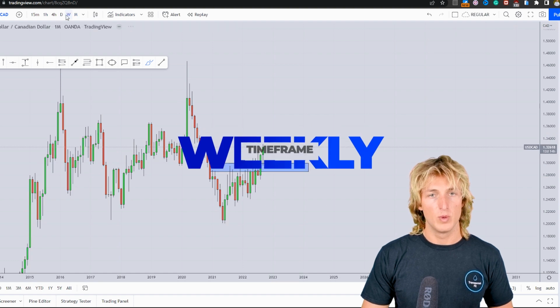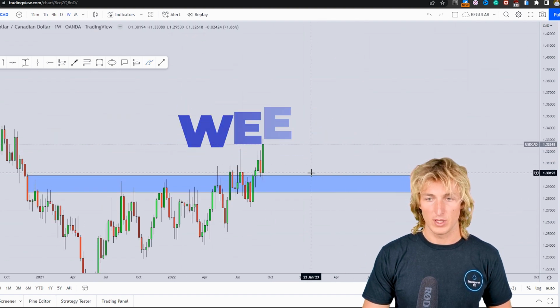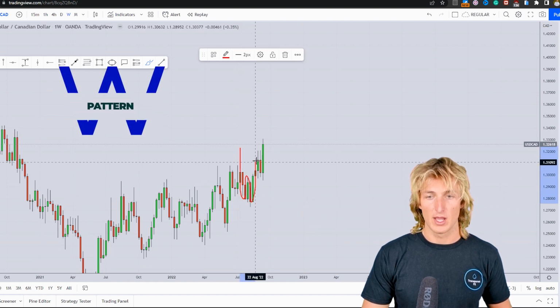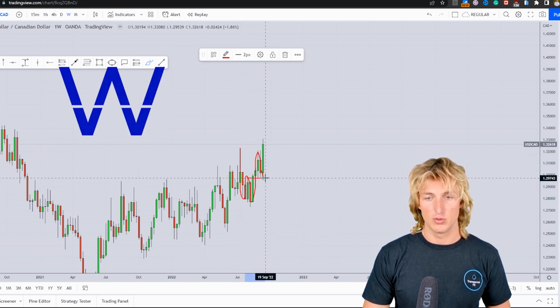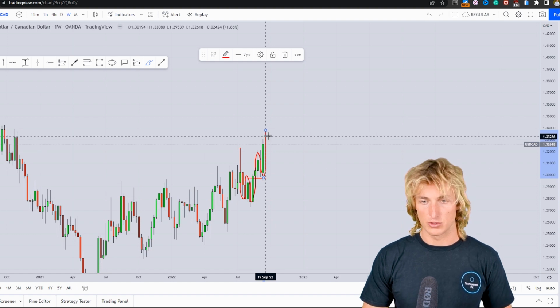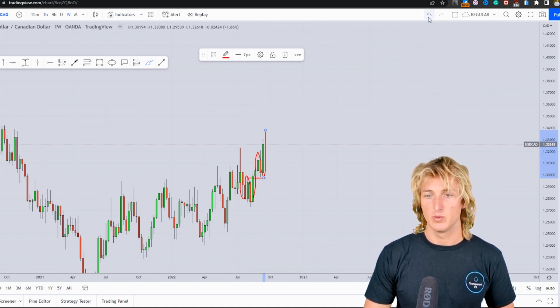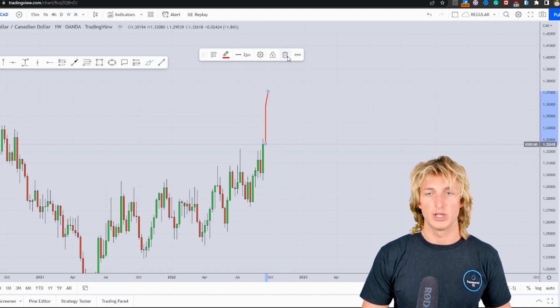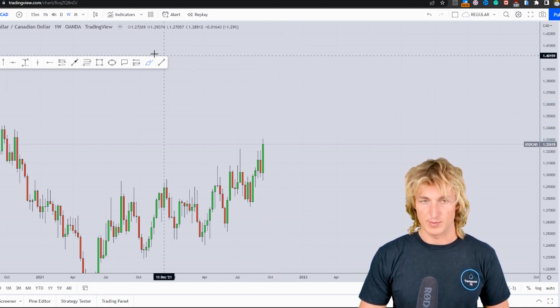Dropping down on the weekly time frame, what do we have? From a weekly perspective, we did see the market create this W formation here, after which we wanted to see the move to the downside, completion at the neckline, and then continuation to the upside, which is in fact exactly what the market is currently doing. So from here, we could expect more potential continuation to the upside.